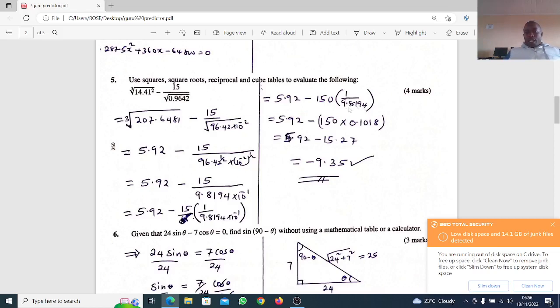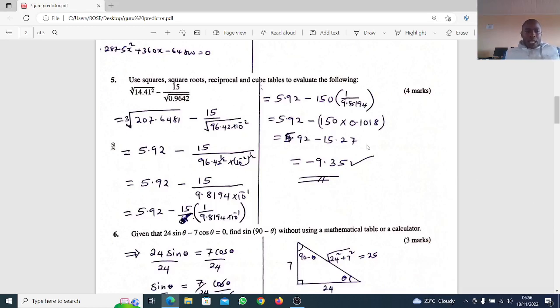9.8194. You check the reciprocal of 9.8194 from the table, you get 0.1018, then times 150 gives you 15.27. We subtract from 5.92 minus 15.27, you get negative 9.35, and that becomes the answer.